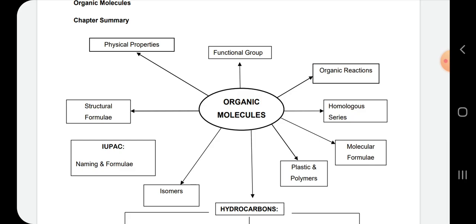Now, with regards to organic molecules, you have to know physical properties of a homologous series. So we'll be doing 9 homologous series, and for those homologous series, you need to know their physical property, their functional group, their organic reaction, the molecular formula, their plastics and polymers, the isomers. You have to know about isomers. You have to know how to name and how to do a formula. You need to know structural formula.